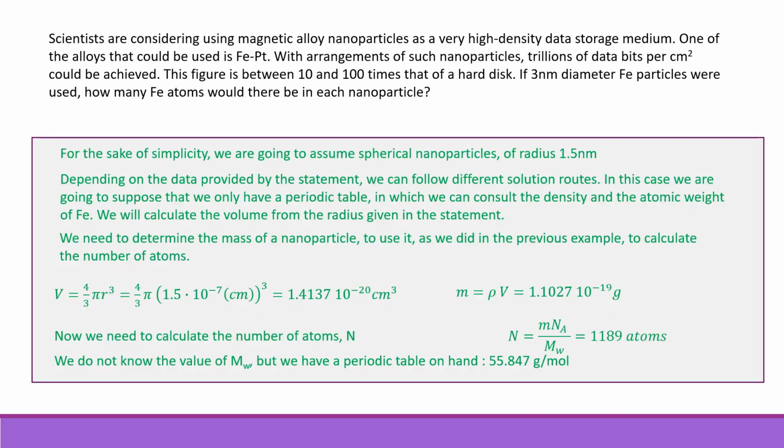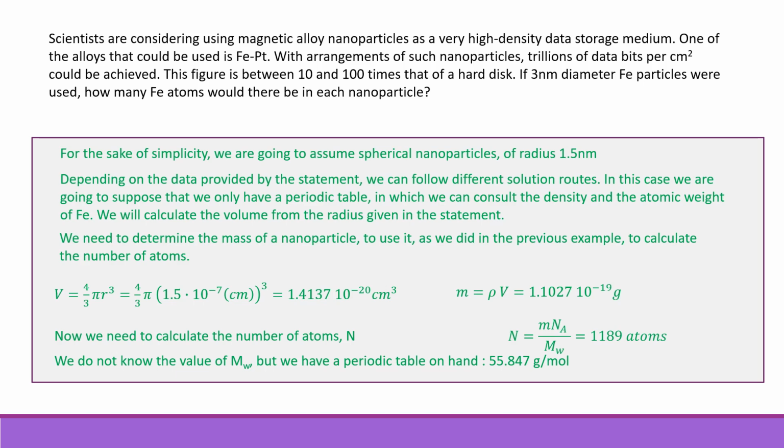For the sake of simplicity, we are going to assume that we have spherical particles. 3 nanometers diameter means 1.5 nanometers in radius. Depending on the data provided in the statement, we can follow different approaches. Here, there is no single route.